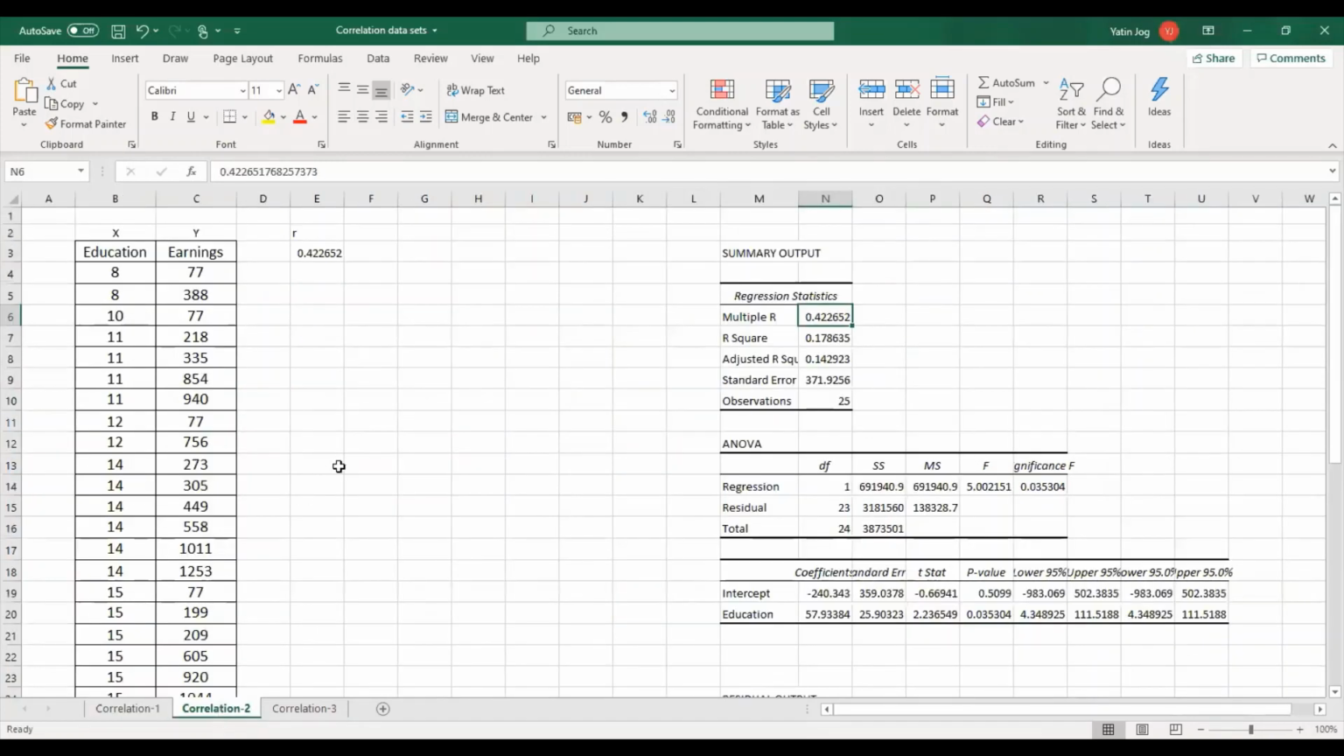Now look at the second problem, education and earnings. The R which we have calculated using the correlation formula is 0.422, and what we are getting as multiple R is also 0.422. So again, multiple R only gives me the correlation coefficient.